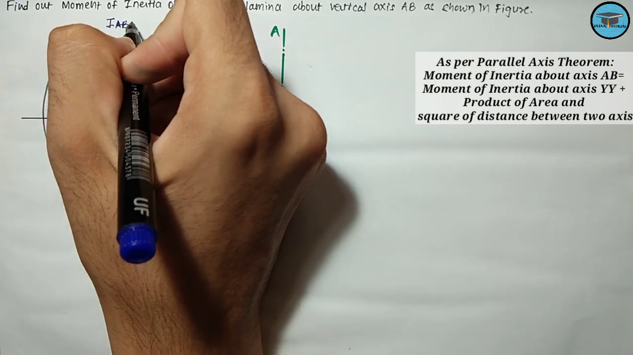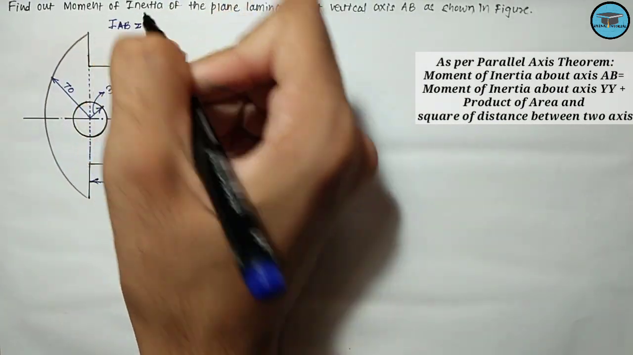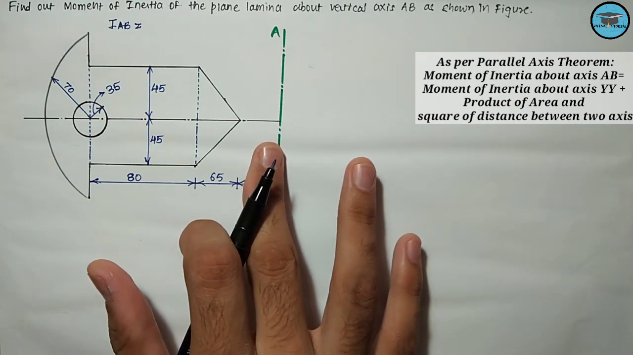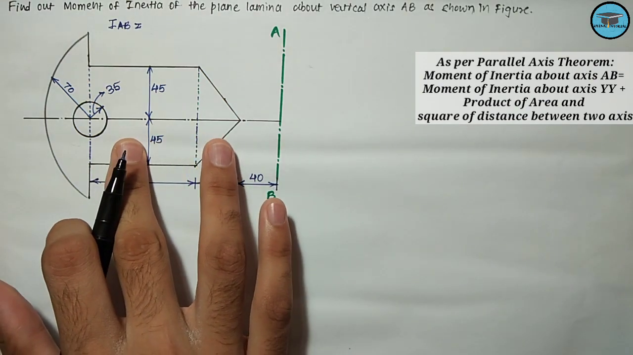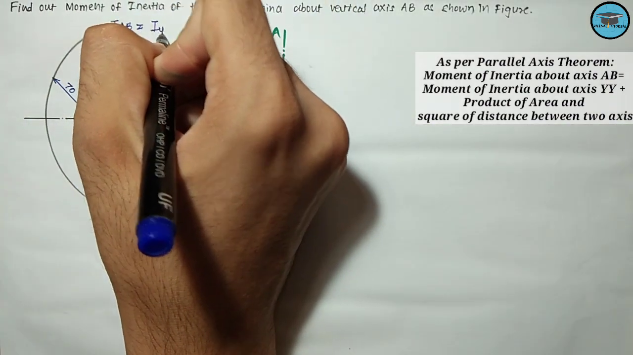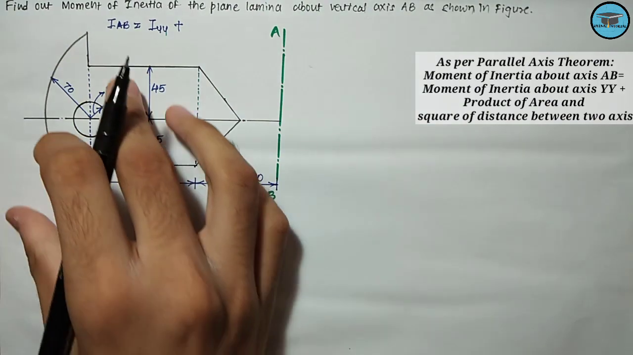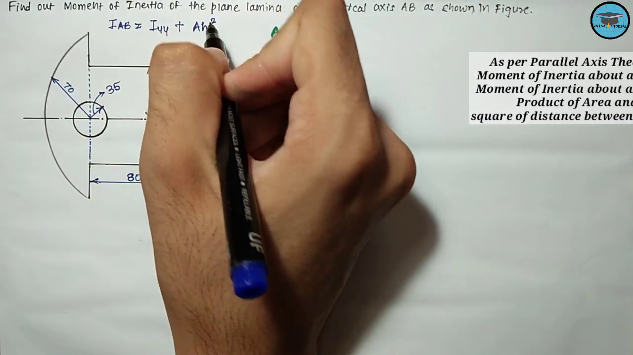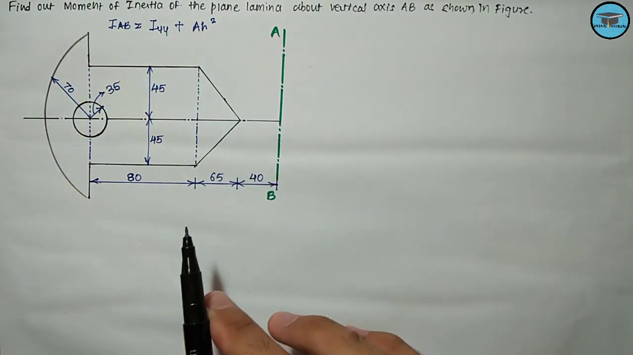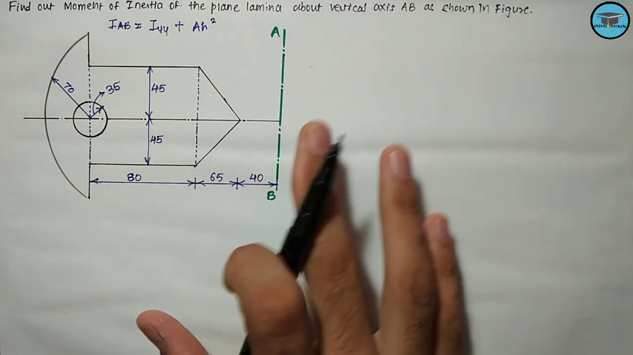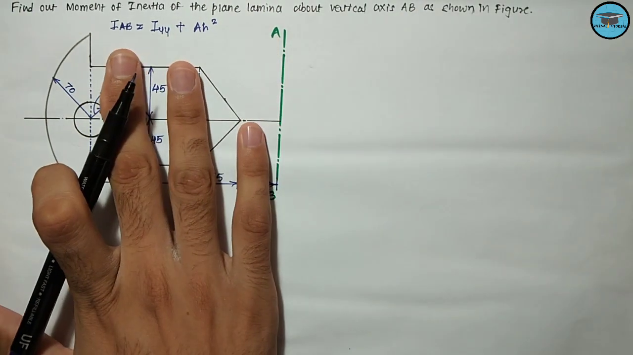can be given as the sum of the moment of inertia about the axis parallel to this axis, that is Iyy, plus the area of this plane lamina times the square of the distance between these two axes. So we require the axis parallel to the axis AB.